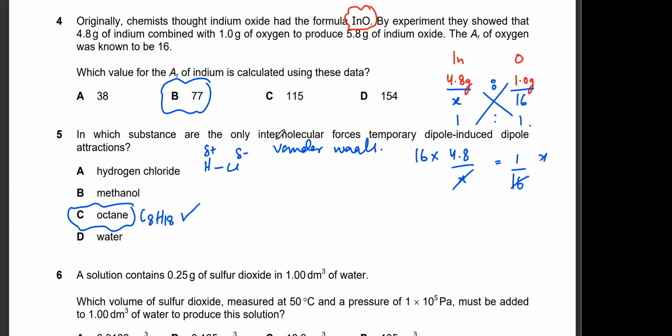So an HCl molecule has van der Waals forces because electrons would be bumping around. They would be moving around, so there would be some fluctuating dipoles getting produced. But it's got a permanent dipole as well. Methanol has OH, that's got hydrogen bonding, that's an extreme form of a dipole. Water has O and H bonded together, so that's also a very, very polar molecule. So the only one that has only van der Waals forces is C8H18.